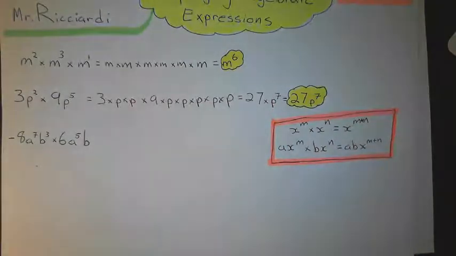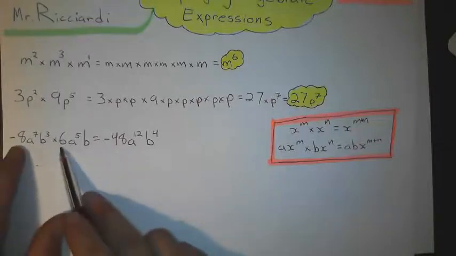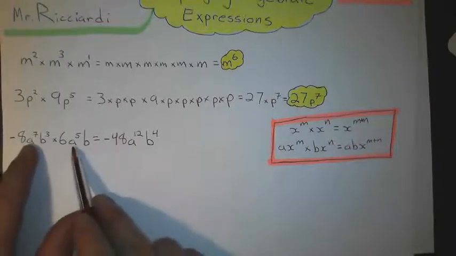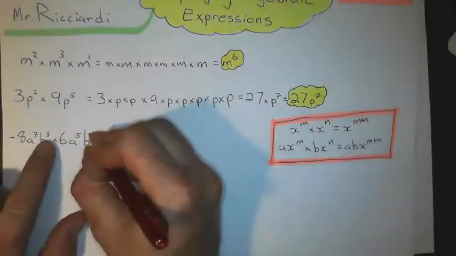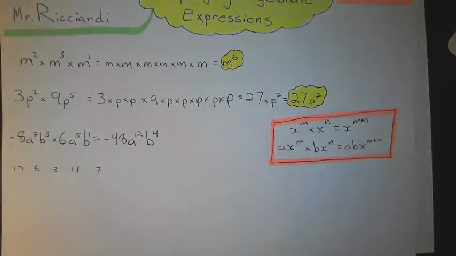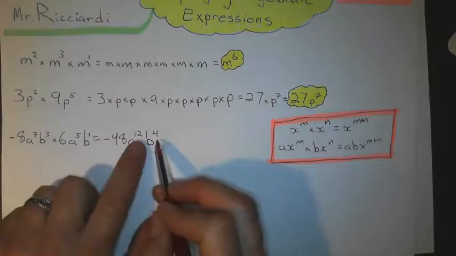Okay, well, did you get this? Negative 8 times 6 is negative 48. 7 plus 5 is 12, and 3 plus 1 is 4. Okay, so we've got a coefficient of negative 48, and our exponents are 12 and 4, which are the sum of the exponents with the same base.